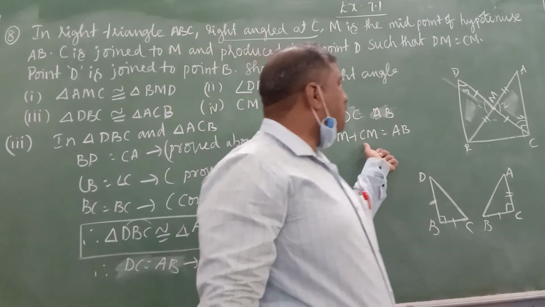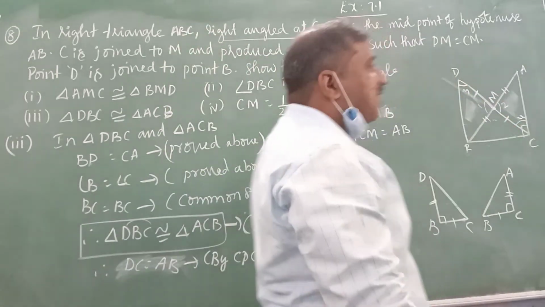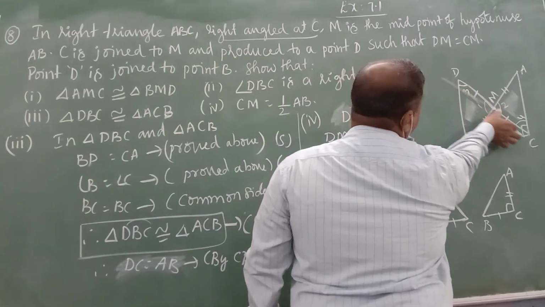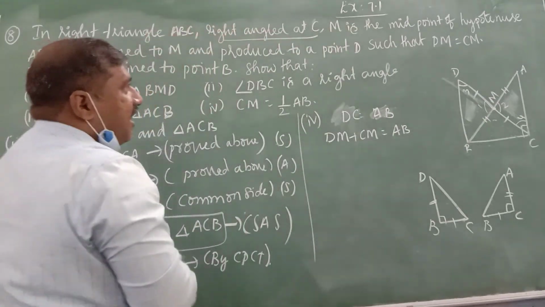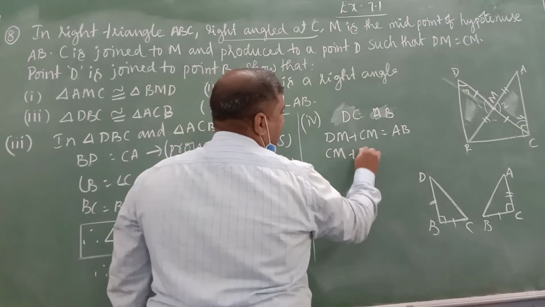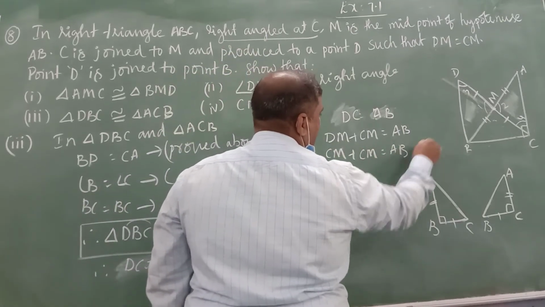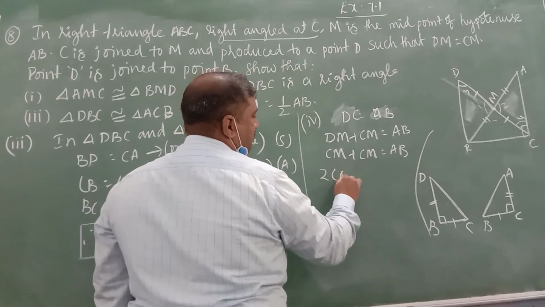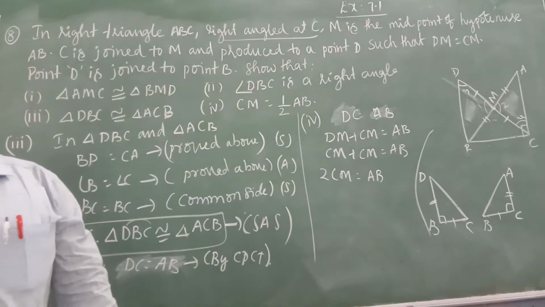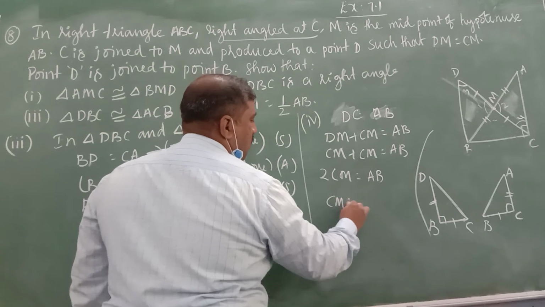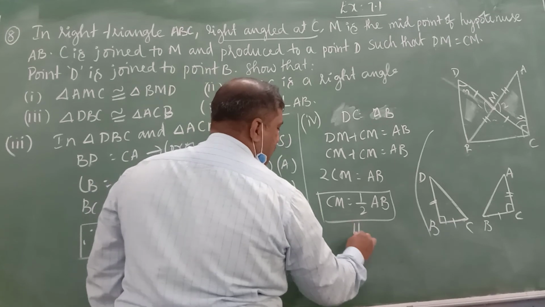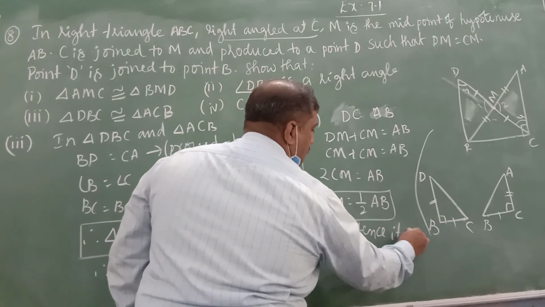And we know DM is equal to CM. Both are equal or not? It is given in the construction: join C to M and produce to D such that DM is equal to CM. Both are equal. Therefore, it will be CM plus CM, that is equal to AB. Now CM plus CM, that is 2CM, is equal to AB. Transpose 2 to that side, it divides. Am I right? That is CM is equal to half of AB. Hence it is proved.